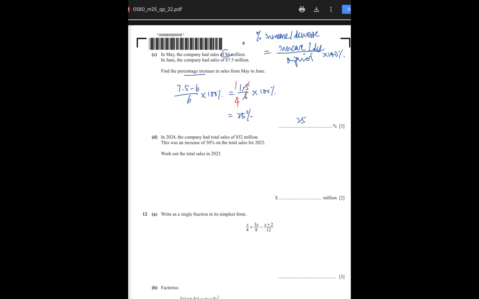Okay, so let's say this is not intuitive to you, then you do it the long method. 1.5 over 6 times 100. So you take 1.5 times 100 first. So it's 150 divided by 6. Then you do your long division. 150 divided by 6. Okay, 25%.